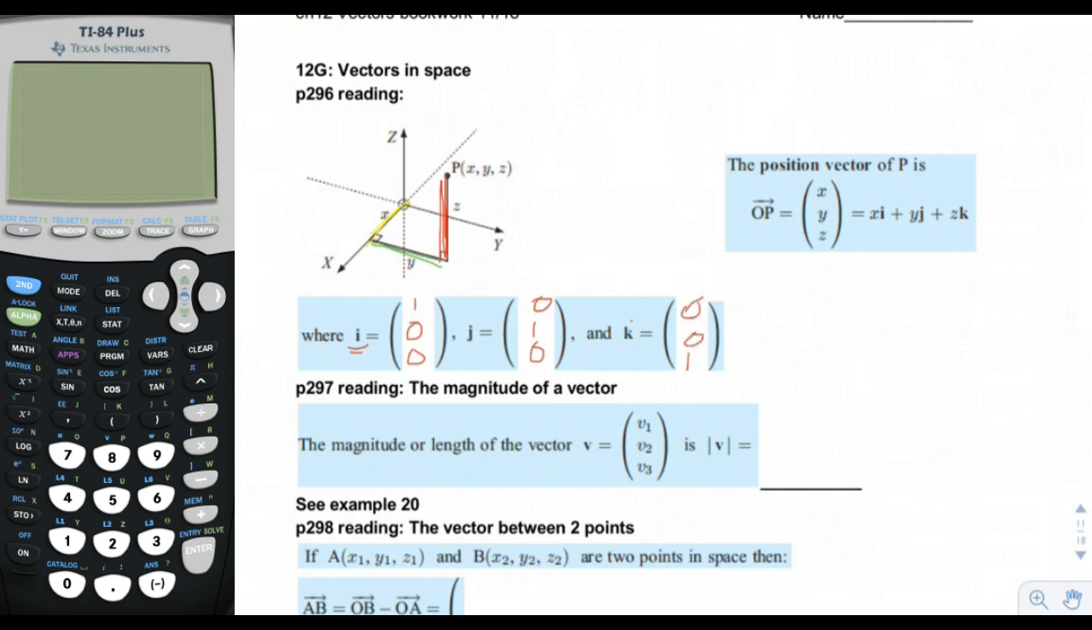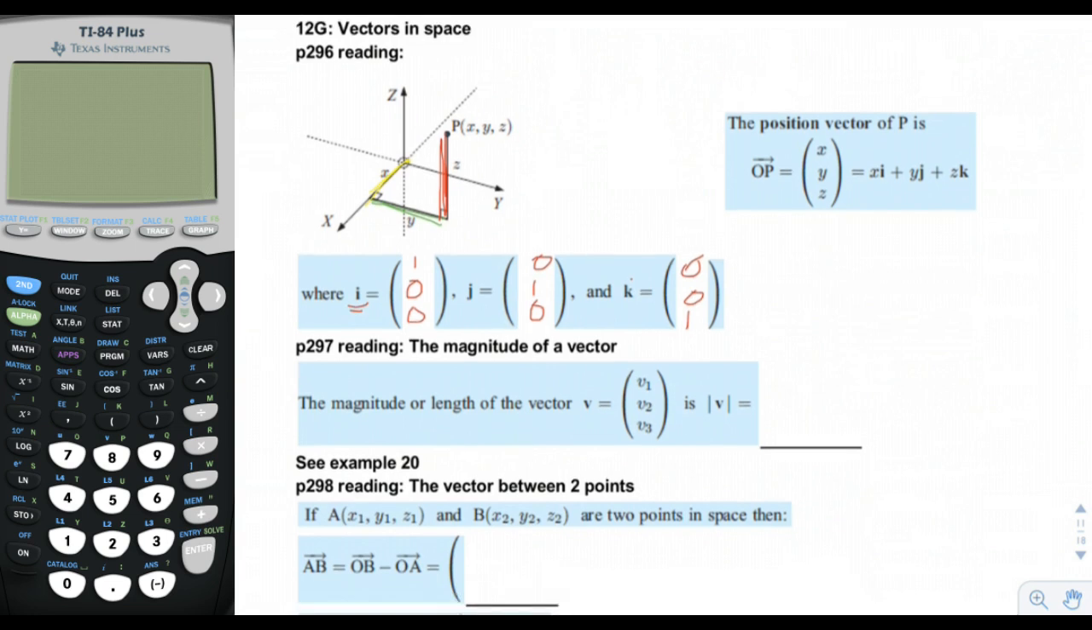The magnitude of a vector. The way you find the magnitude of a three-dimensional vector is similar to the way you do it for a two-dimensional vector. It's kind of like Pythagoras' theorem, but like a three-dimensional Pythagoras' theorem. It looks like this. Okay?